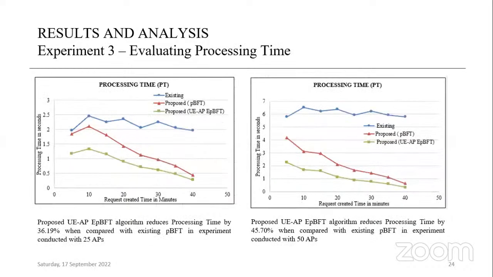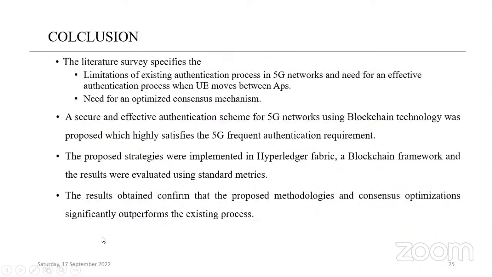This is the processing time. You can see the proposed system is drastically reduced by reusing the existing results. So it is showing an improvement by 36.19%.